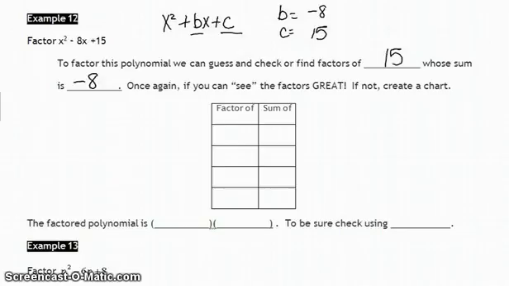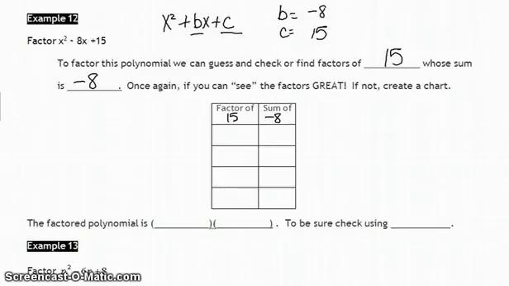Once again, if you see it, great. Just go right ahead and jump to it. But if not, create a chart to organize your information. So factors of 15 that add up to negative 8. What does that negative 8 tell you and positive 15?